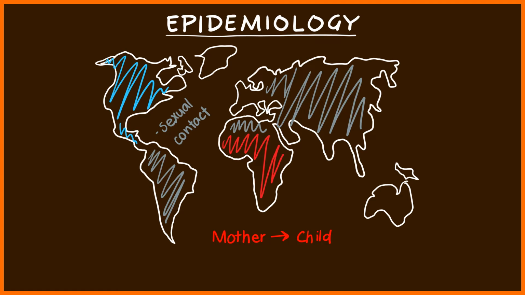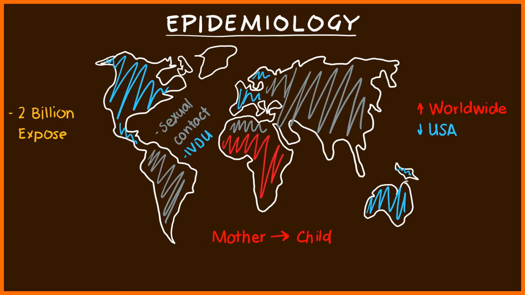Its prevalence is low in areas such as North America, Europe, and Australia, with the primary method of transmission becoming IV drug use. Interestingly, the prevalence of hepatitis B virus is increasing worldwide. However, it seems to be decreasing in the USA. Still, although it's decreasing in the USA, at this time there's about 2 billion people exposed with evidence of some sort of past or present hepatitis B infection.